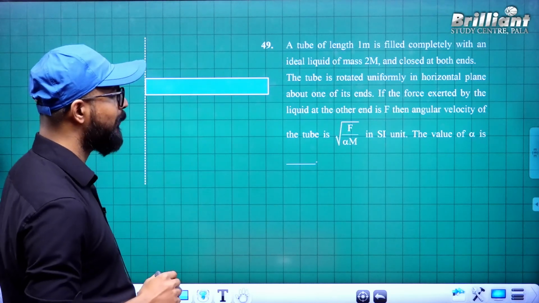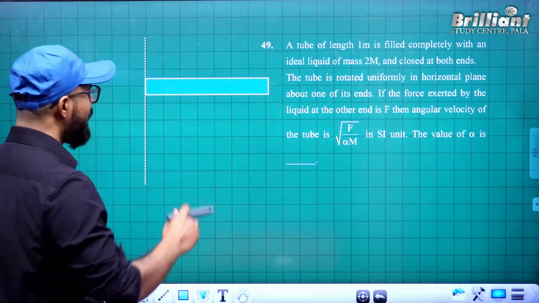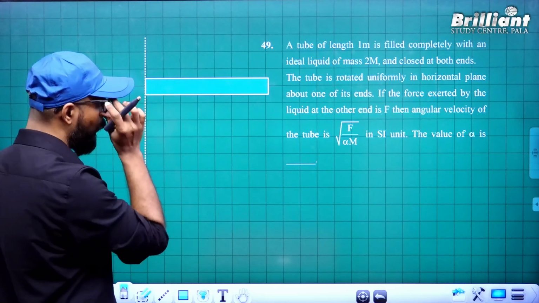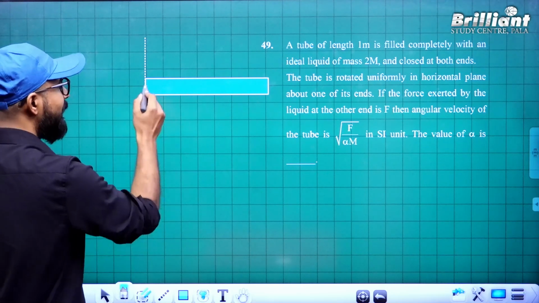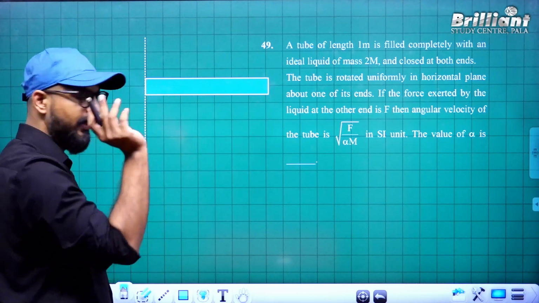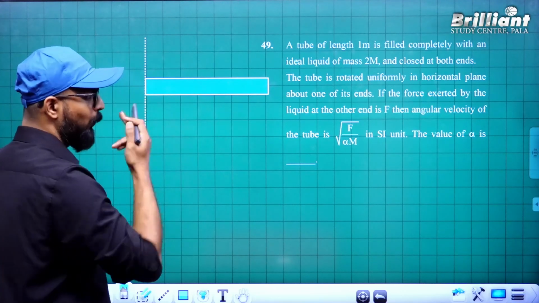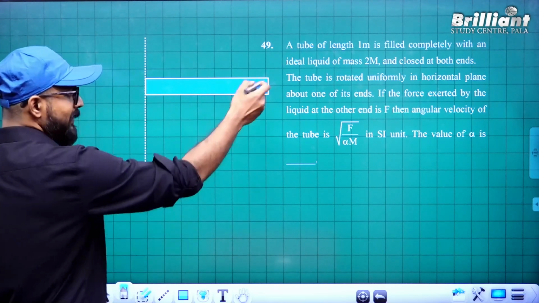If the force exerted by the liquid at the other end is F, then the angular velocity is... You can see that we can consider this as one rigid body. Clear? One rigid body. If it is rotated, you can see the liquid is stable inside. The liquid is rotating about an axis over here. So we have to find what is the force exerted over here.